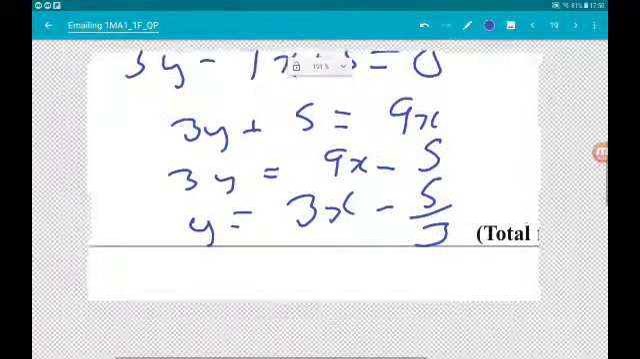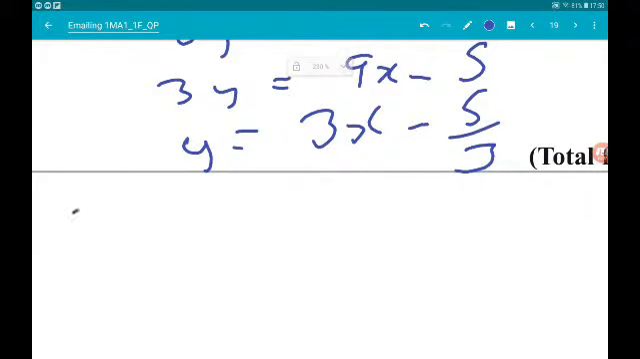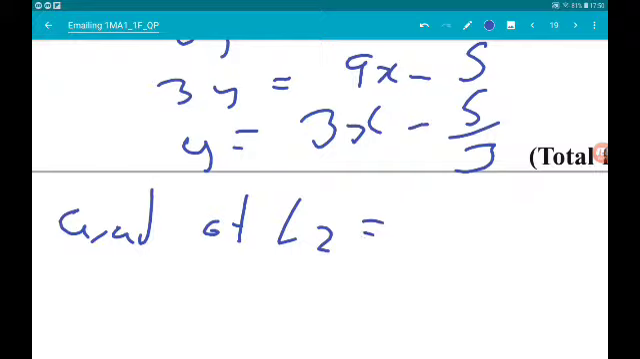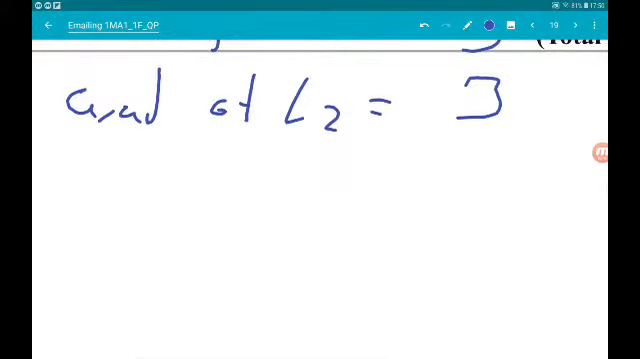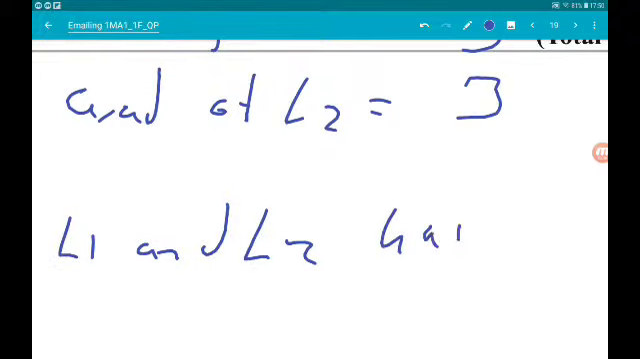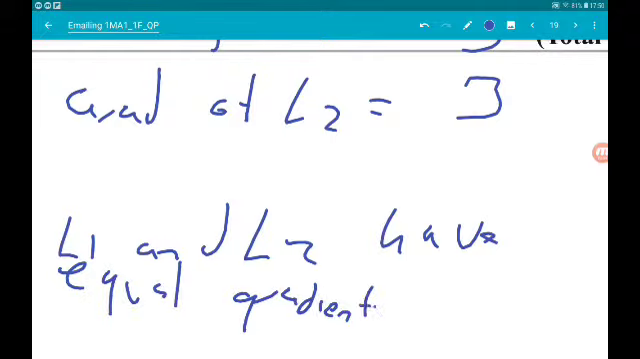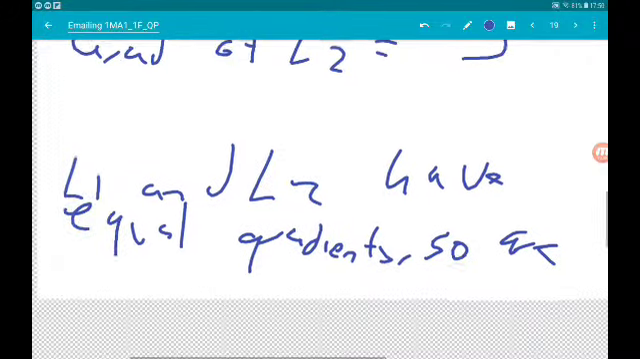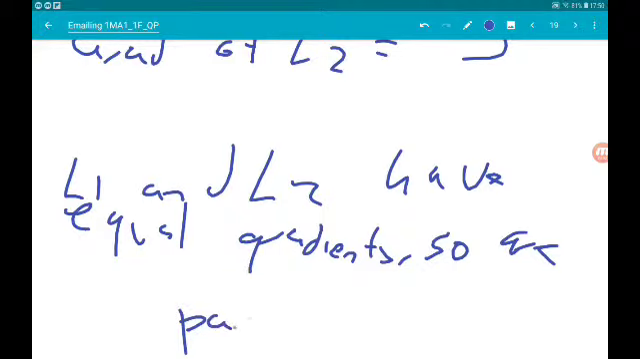So the gradient of L2 is also 3. So L1 and L2 have equal gradients, so are parallel. Cool.